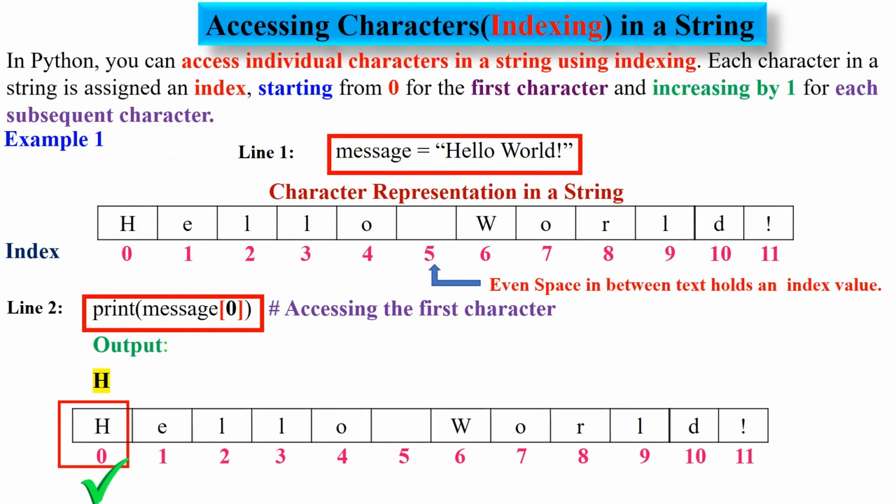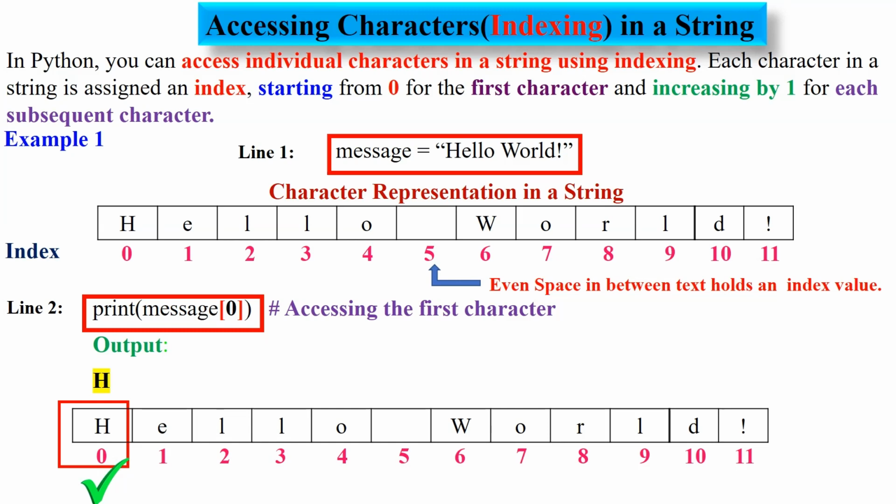Let's discuss accessing characters in a string, known as indexing. In Python, you can access individual characters in a string using indexing. Each character in a string is assigned an index, starting from 0 for the first character and increasing by 1 for each subsequent character. Now look at the picture. Each character in a string is located in different slots like lockers holding an index value starting from 0 for the first character and increasing by 1 for each subsequent character from left to right. Even space in between text holds an index value.